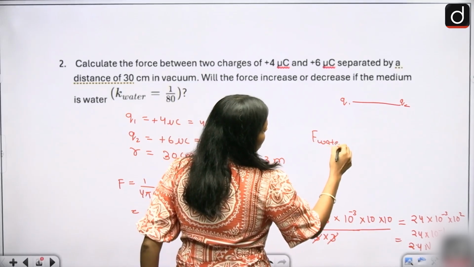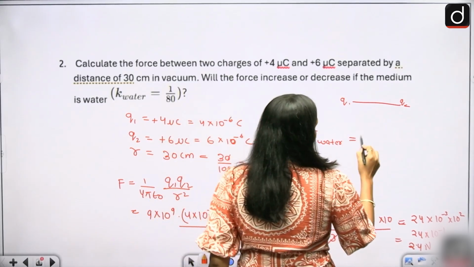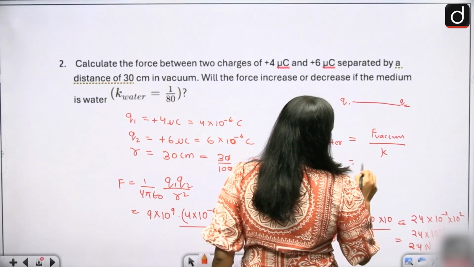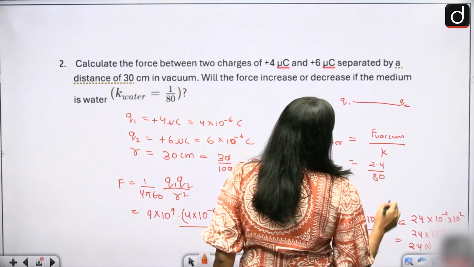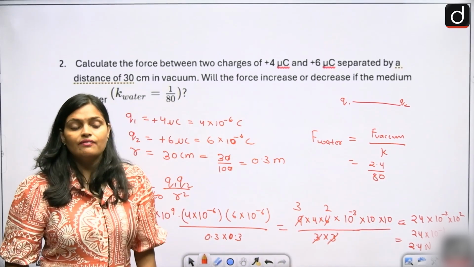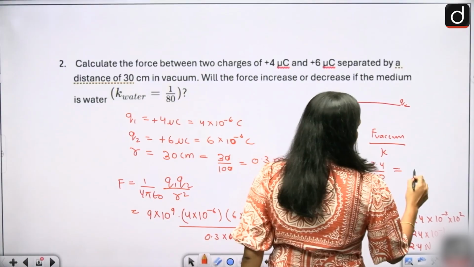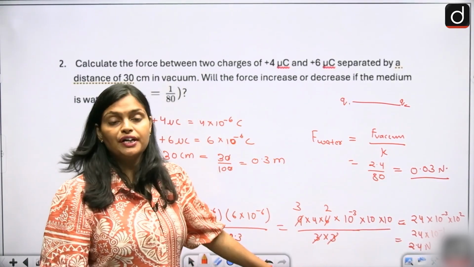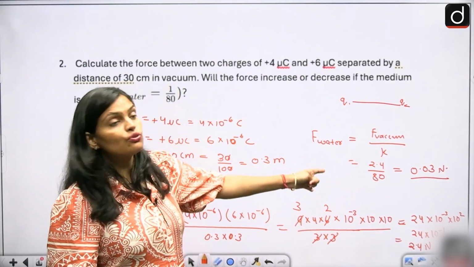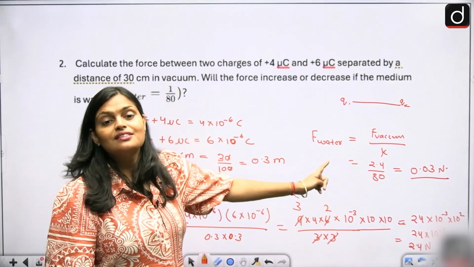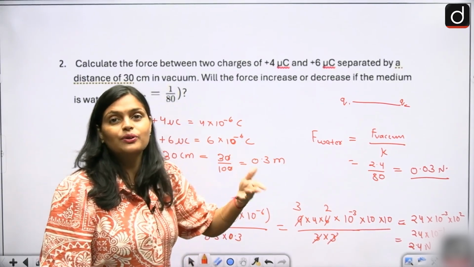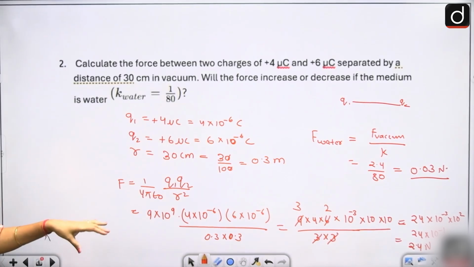So if you have to calculate force in water, it is force in vacuum divided by K. So it is 2.4 divided by 80, right? And when you calculate this, you will get about 0.03 Newton. So see, initially it is 2.4 when it is in vacuum. When it is in water, the force between two charges decreases. So as soon as it went from vacuum to water, the force between the two decreased. So like this you have to solve the questions.